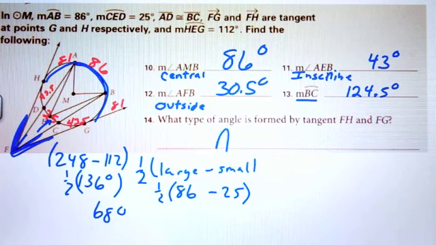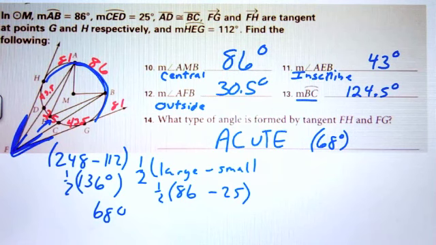So what kind of angle is formed there? It's an acute angle. Very rarely are you going to find that one to be a right angle or an obtuse angle unless things have to match up just right. So that is our circles 1 dash 3 practice problems.